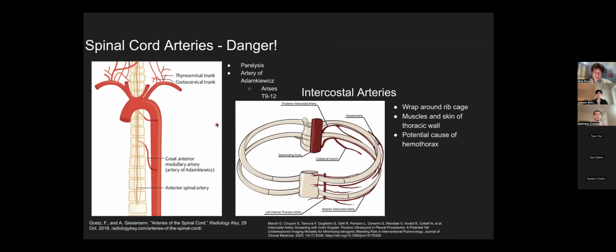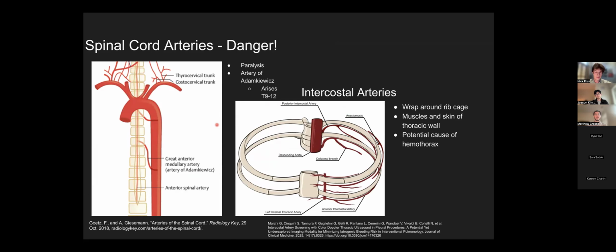Something relevant in this area to think about is the spinal cord arteries. You have to watch out for these when you're doing embolizations in this area. So if you're doing a BAE, like I just said, it's important to watch out for these. If you accidentally embolize one of these, it could lead to paralysis.